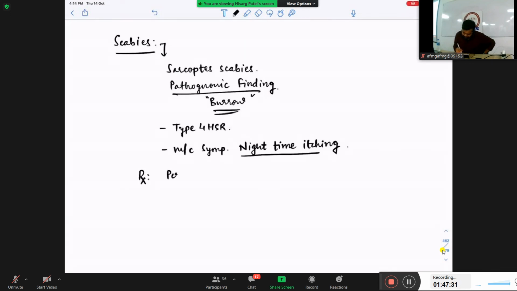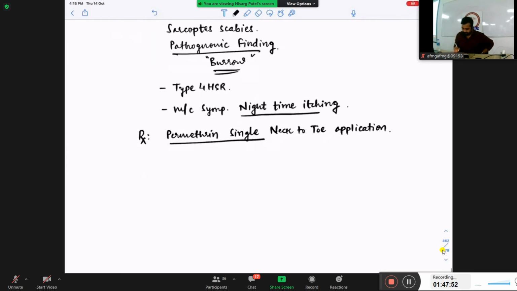For the treatment, permethrin single neck to toe application. So what you will do? Neck to toe application. Okay, so do not get confused. In pregnancy we use the same treatment. If they ask treatment of scabies in pregnancy, the answer will be the same. It is safe in pregnancy.